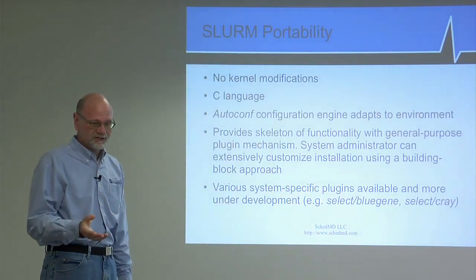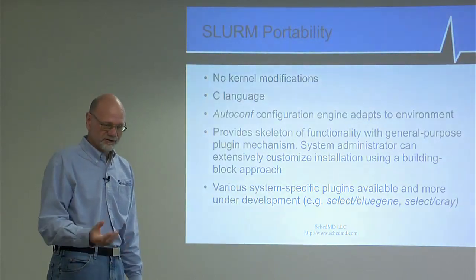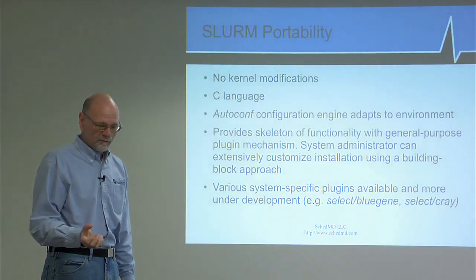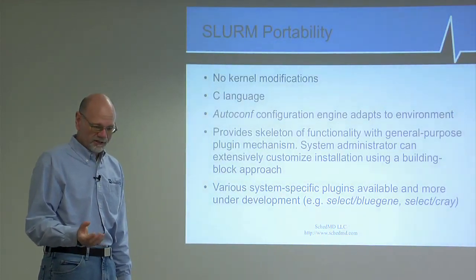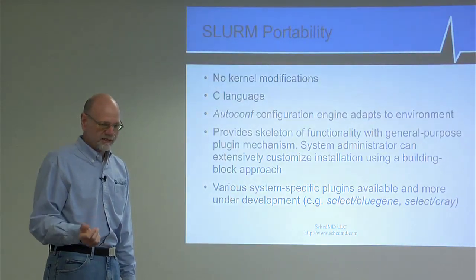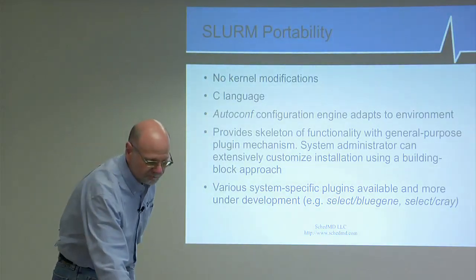And there are a lot of system-specific plugins available. So for a Blue Gene system, almost all the logic for that is in a single Slurm plugin. For Cray system, virtually all of the code required to interact with Cray systems is in a Slurm plugin, which is only, I don't know, maybe 400 lines long or so.